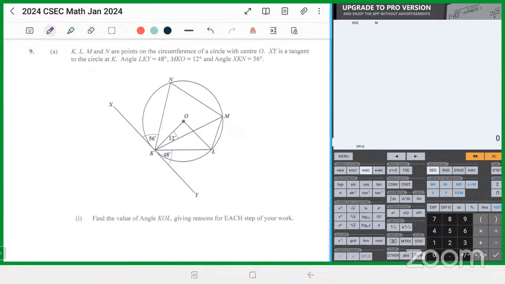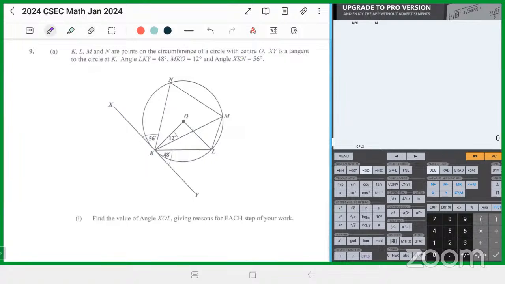And angle MKO is 12 degrees. That's the angle right here. We're looking at 12 degrees. All right, and also it gave us an angle of 56 degrees over here between this tangent and this chord. And remember the rules. I'm not going to go through the rules now. I'm just going to answer the questions.